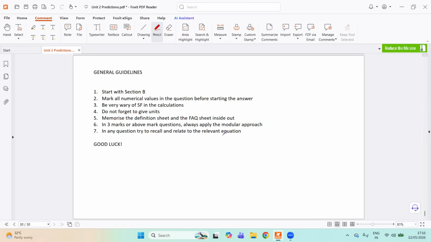Now I have some final suggestions for all of you. Always start with section B. Mark numerical values in the question before starting the answer. Be very wary of the significant figures in the calculations. Do not forget to give units in your answers. A lot of times students miss out on their desired grades because they just forget to give the units. Memorize the definition sheet and the fact sheet inside out. In 3 marks or above questions, always apply the modular approach. Just get started with whatever information you have available, and this will guide you towards your final answer. And in any question, try to recall and relate the relevant equation.